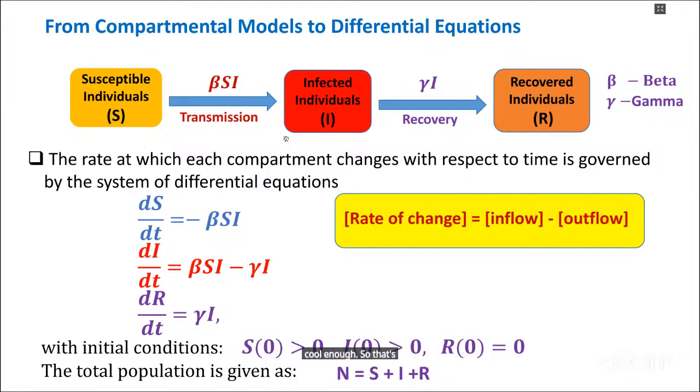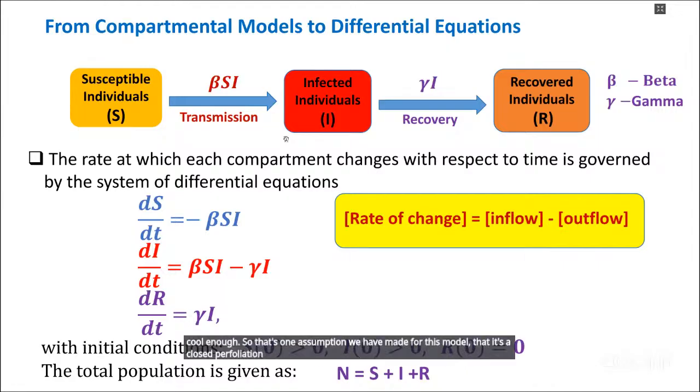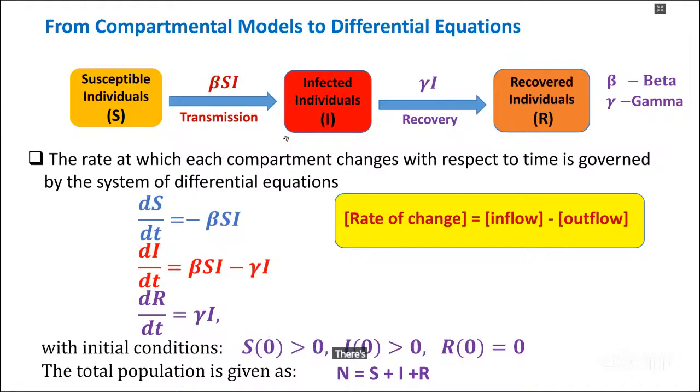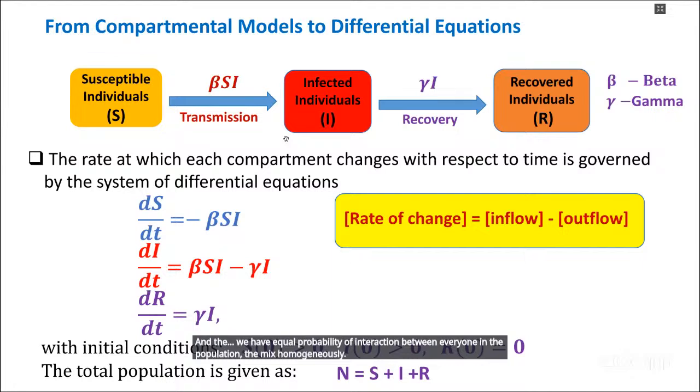and no one is going out. So that's one assumption we have made for this model, that it's a closed population. There is no birth, there is no death, there is no migration. Do we get that? So that's a simplifying assumption that Mark has helped us to identify. Another assumption you want to help us? Yeah. Homogeneous, so there's no heterogeneity. There is homogeneous mixing. That means we have assumed that there is equal probability of interaction between the susceptible persons and everyone in the population. They mix homogeneously.